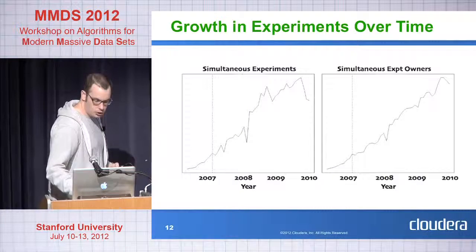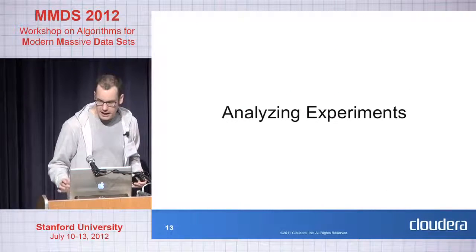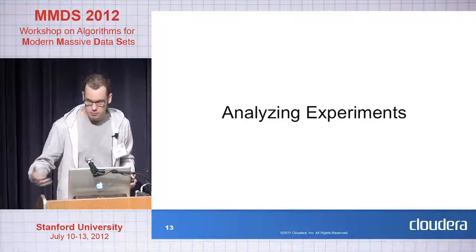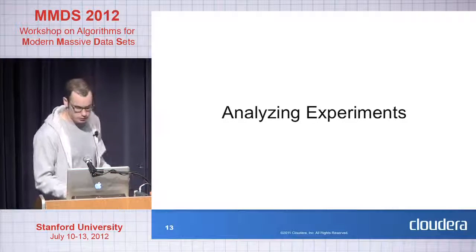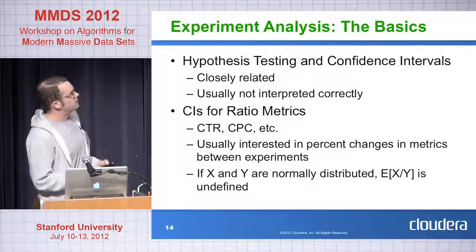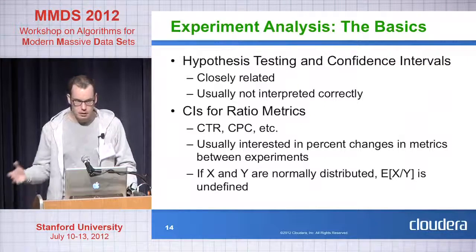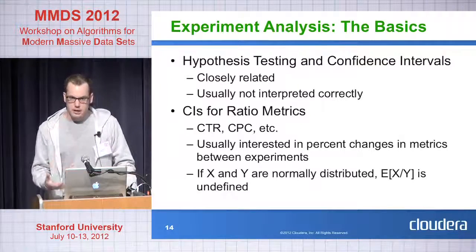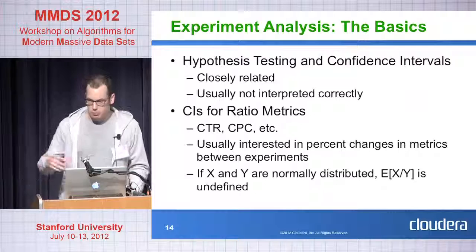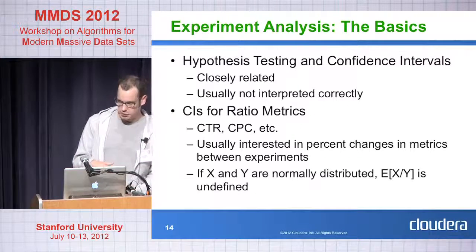Okay, so I have a good system for deploying experiments. I'm really happy. How do I go about analyzing experiments when I'm dealing with the sort of volumes of data Google deals with? A couple of very core basic concepts here. Hypothesis testing and confidence intervals. Most of what we're going to talk about today is confidence intervals, but we're kind of referring to a hypothesis test in some way.